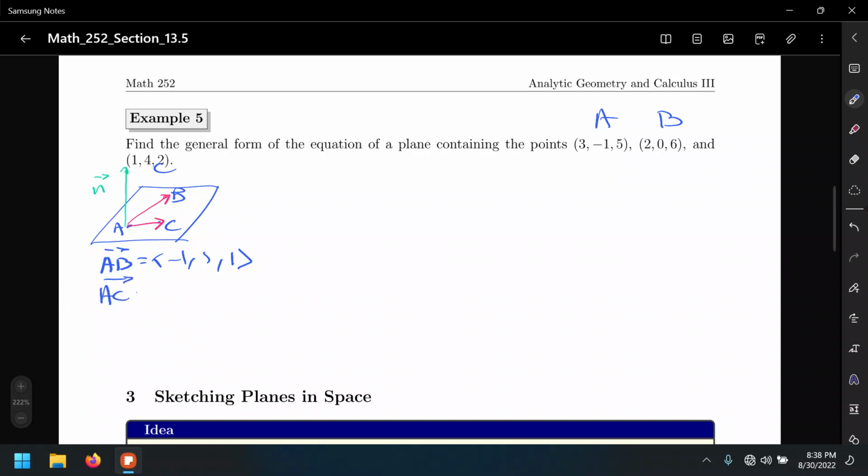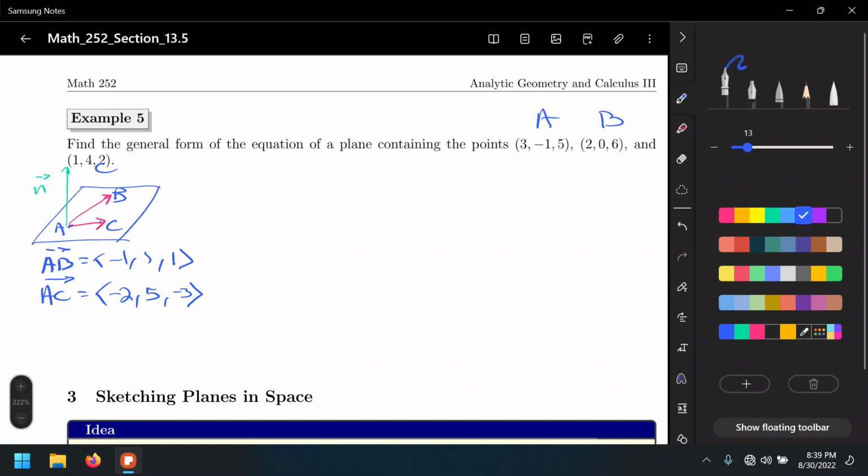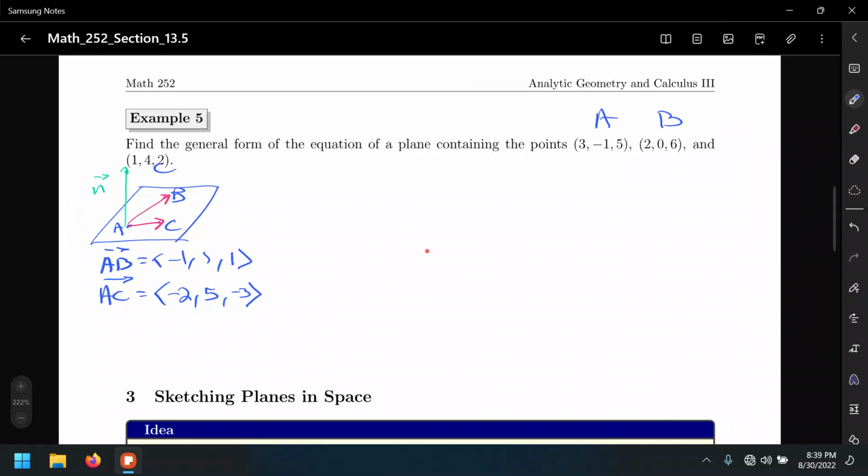Vector AC, that's between A and C. Okay, 1 minus 3, that's a -2, and negative 4 minus negative 1. Careful with this subtraction, that should be positive 5. And the third component, that's 2 minus 5, that's a negative 3. Okay, so we have two vectors. We need the cross product to get that normal vector, that orthogonal vector. So in this case, AB crossed with AC.